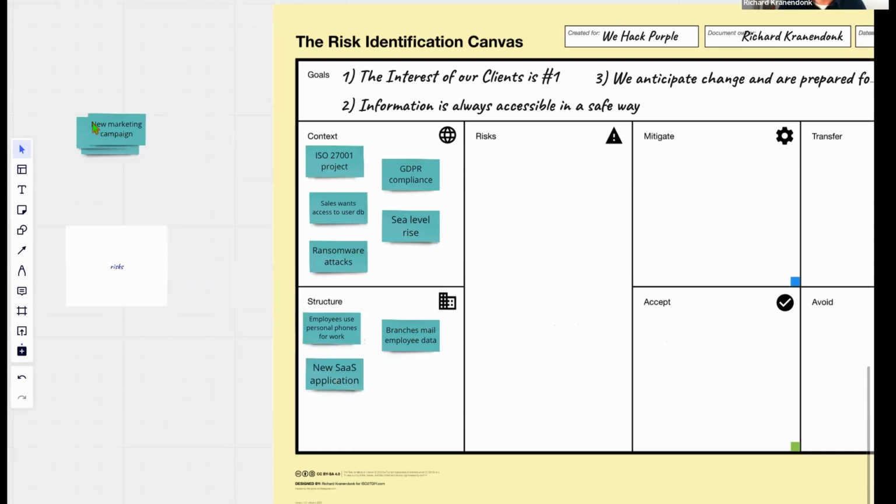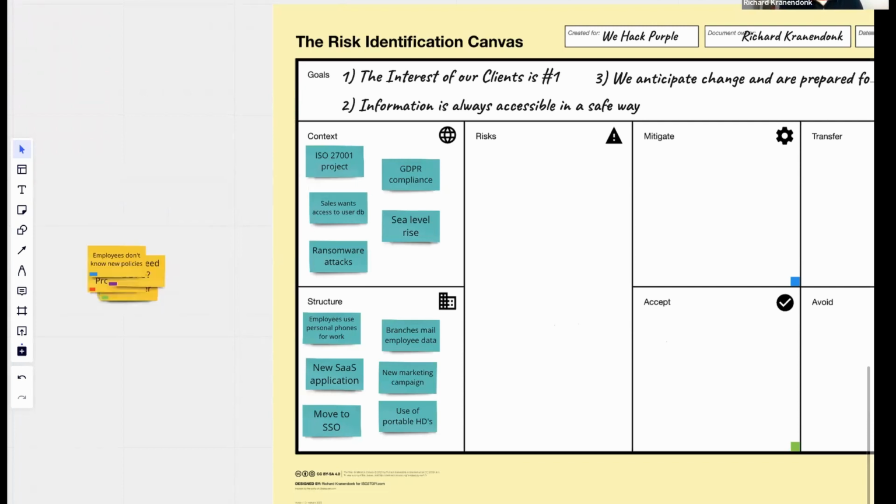Okay. So there's also a new SaaS application they're going to use, and a new marketing campaign. They have to move to single sign-on, and there's the use of portable hard drives. All sources of risk. So then we go to the next step, and I ask them to explain a bit about what the actual risk is. This often needs a bit of guidance, because I have to coach them a bit in making the risk concrete, instead of just having a general source of unease.